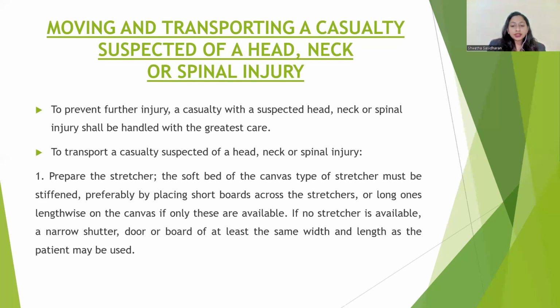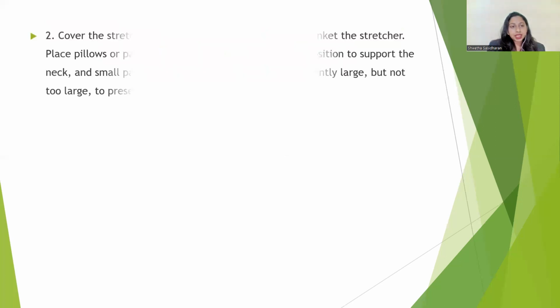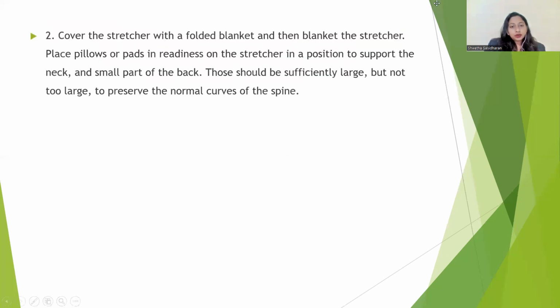The soft bed of a canvas type of stretcher must be stiffened, preferably by placing a short board across the stretcher and long ones lengthwise on the canvas if they are available. If no stretcher is available, a narrow shutter, door or board, or at least something of the same width and length as the patient, might be used. Improvise by using any kind of door or board of the same length or size as the patient for transportation. Cover the stretcher with a folded blanket and then blanket the stretcher.